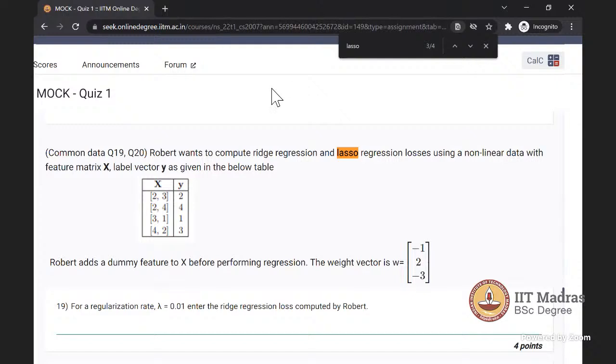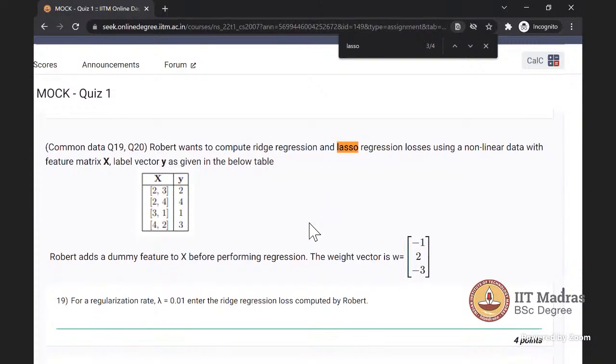Yes, definitely. 3, 2, plus 3. Then the sum of absolute is minus 2 here. 6 by 2, 3. So your lasso... No, the sum of absolute is not minus 3. Should we take the absolute of each weight and add? Right, 3 plus 2. So 1 plus 2 plus 3 gets 6. 6 by 2, 3. 0.06 by 2, 0.03.